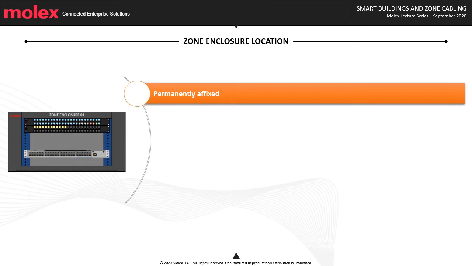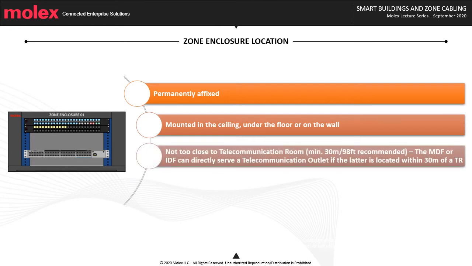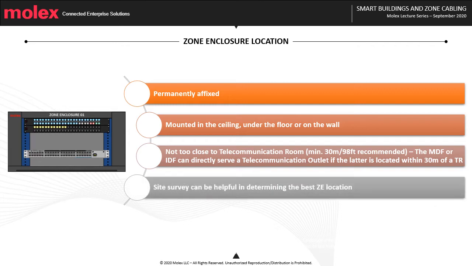Remember, a zone enclosure should be permanently affixed. It could be mounted in the ceiling, under the floor, or on the wall. Not too close to the TR. Okay, the MDF or IDF can directly serve a TO if the latter is located within 30 meters of the TR. A site survey can be helpful as well in determining the best ZE location.